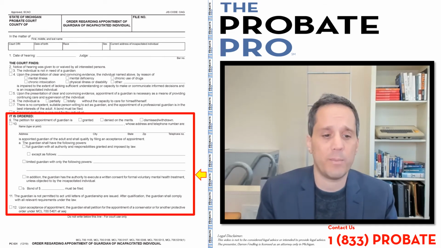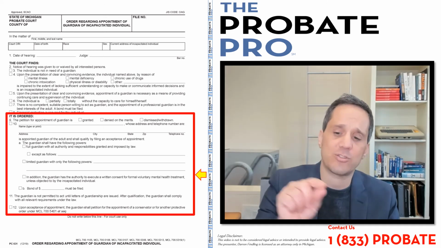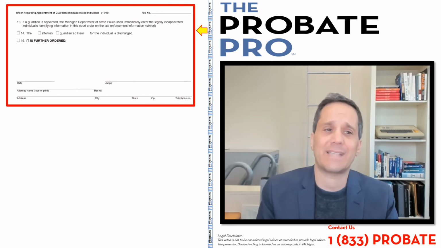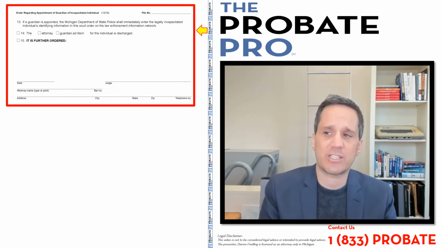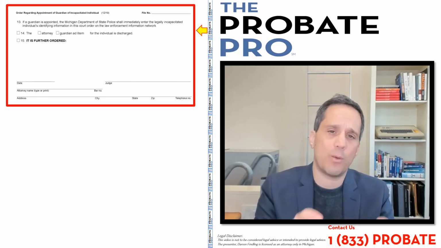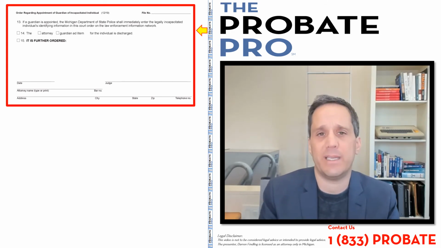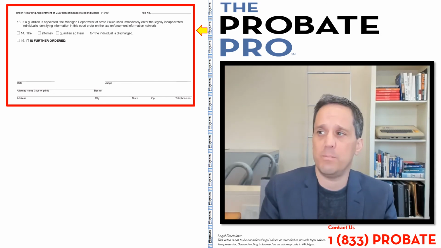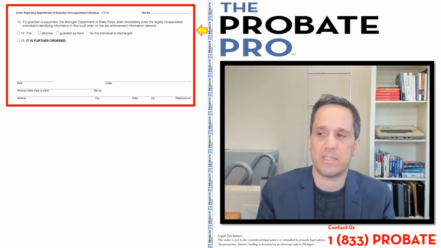Number 12 says upon the acceptance of appointment, the guardian shall petition for the appointment of a conservator. So in the event that there's financial assets that need management, then there would be a need for the filing of a petition for conservatorship. Let's work the back side of this. Not much going on here, but Section 13 talks about the idea that once the individual is deemed to be legally incapacitated, the Michigan Department of State Police, so the state police, shall immediately enter the information into the system, the Law Enforcement Information Network.